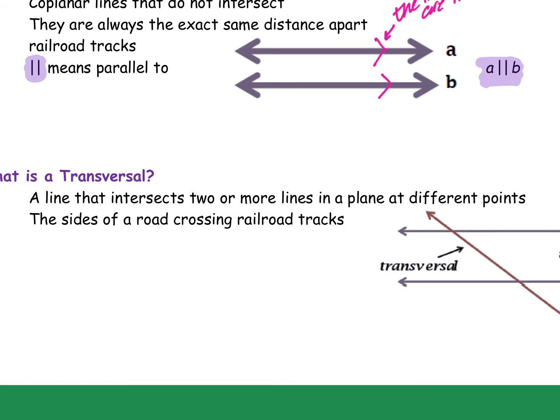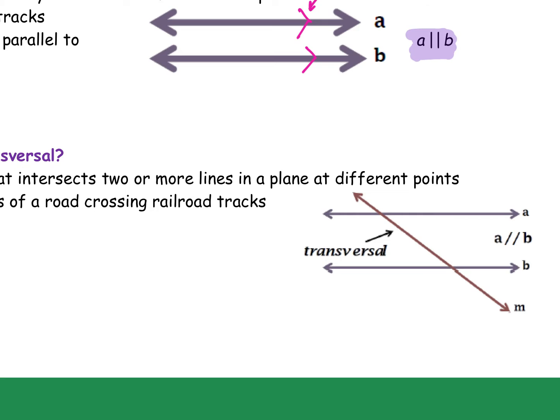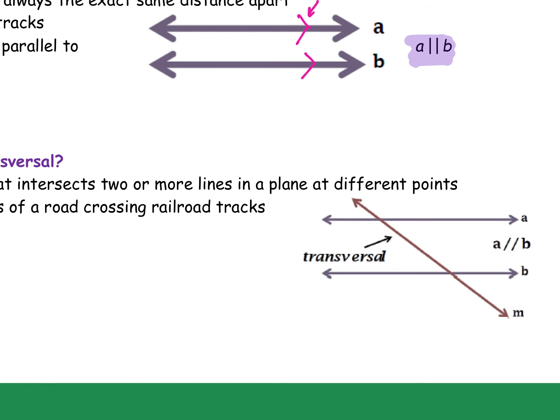Okay, so now we're going to talk about what a transversal is. A transversal is a line that intersects two or more lines in a plane at different points, like the sides of a road crossing railroad tracks. So this is my transversal. You can see my transversal here. I'm going to highlight it. This is my transversal. It cuts through my parallel lines. Now, the lines don't have to be parallel for it to be a transversal, but it's just a line that cuts through other lines. Are we okay with that?